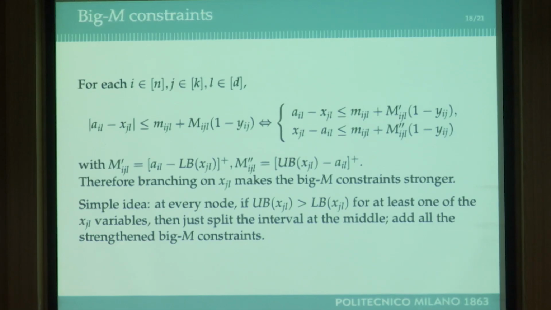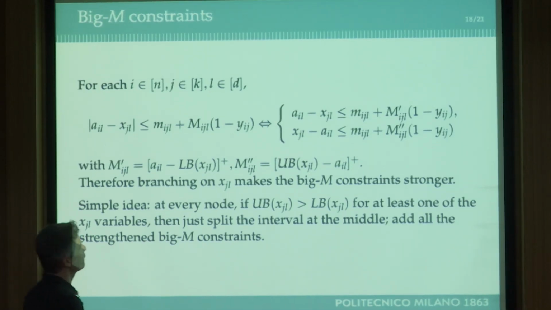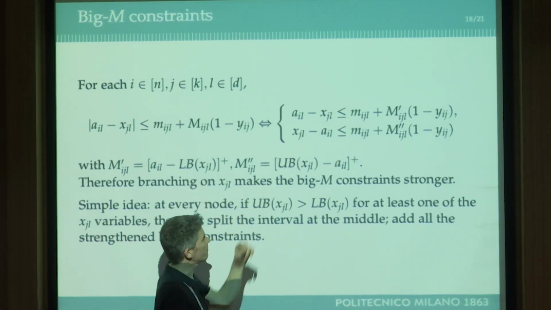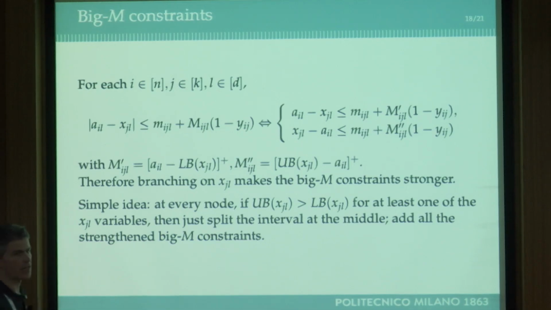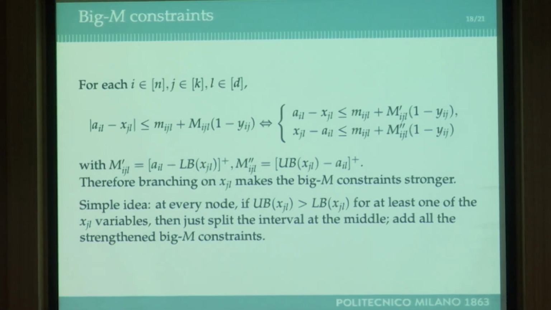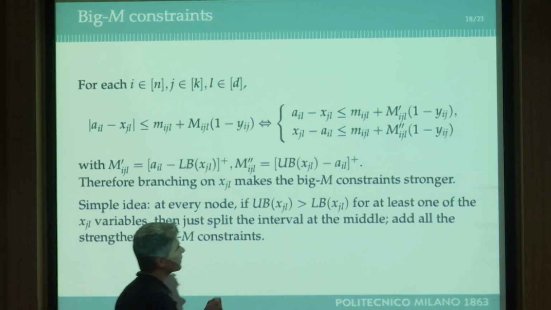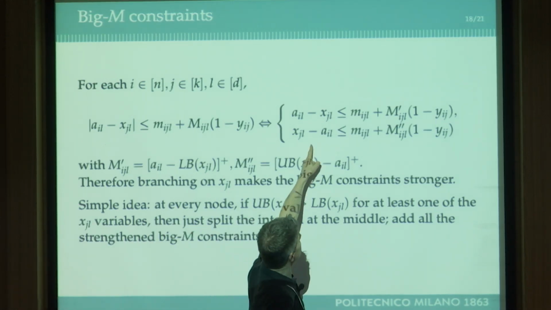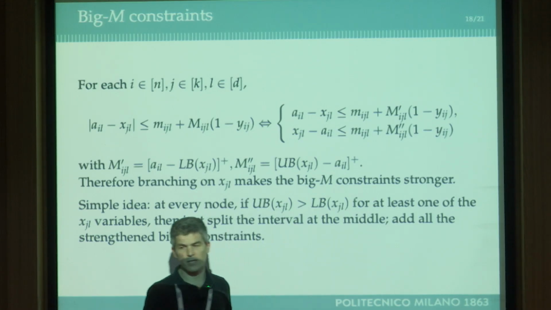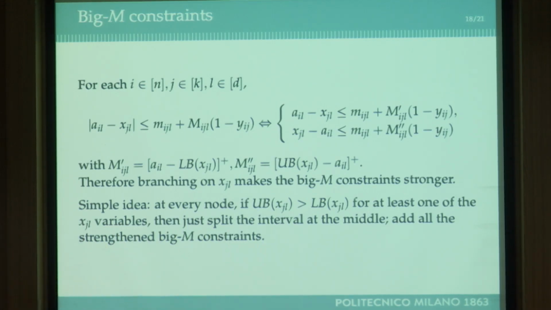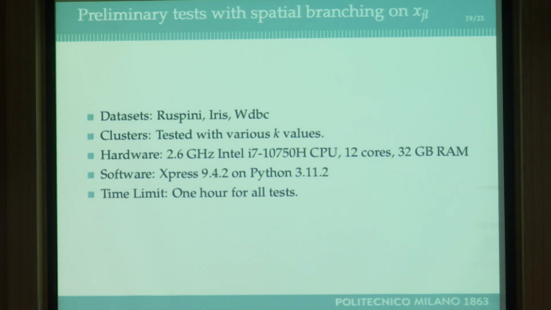Once we do that, we get new values of the lower bound on one side and the upper bound on the other side for xjl, which means we get new values of M prime and M double prime. If we do this, then we add to the model at every branch and bound node the tightened versions of these big M constraints, and we proceed. So also a very simple idea. We used instances that we found in the literature.